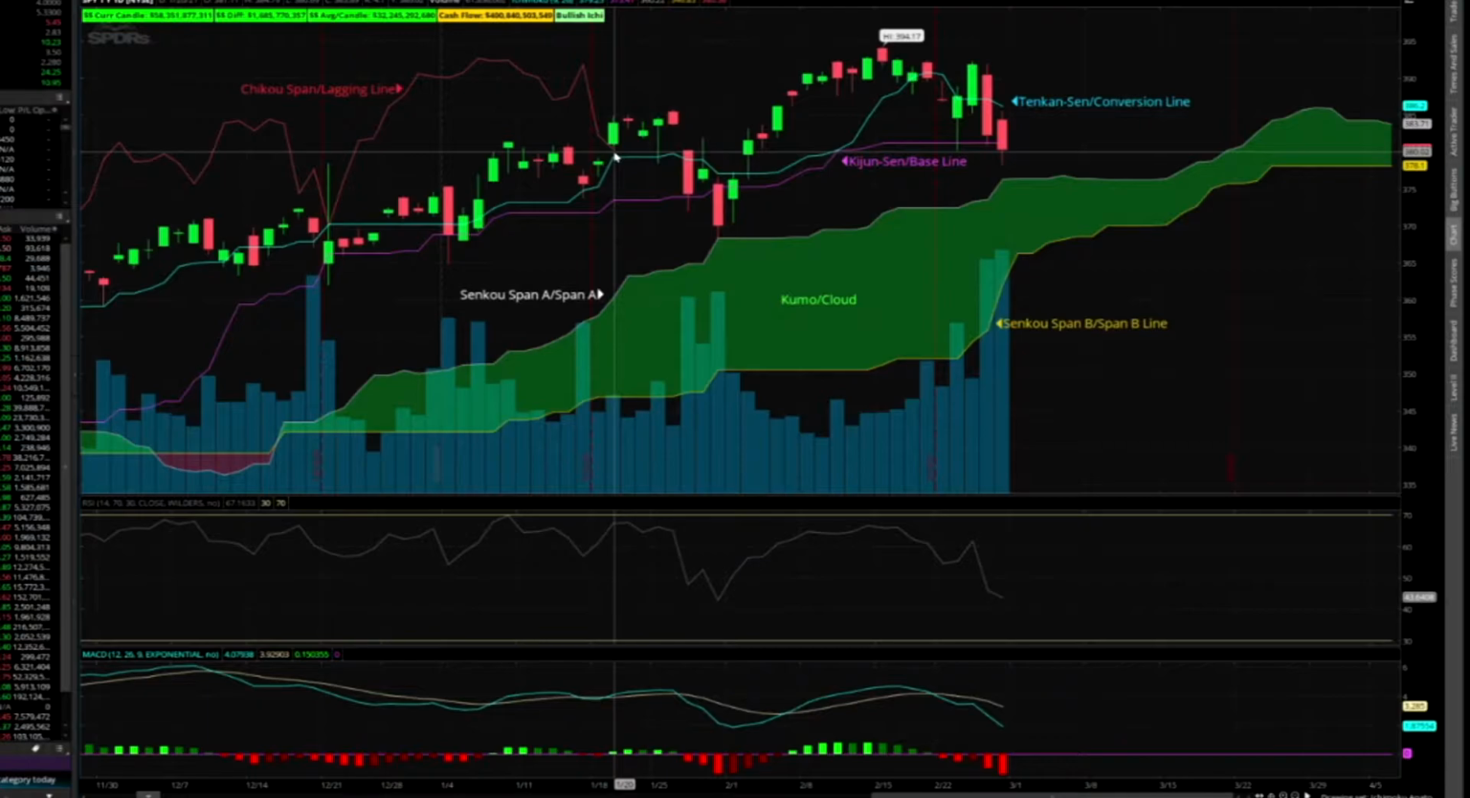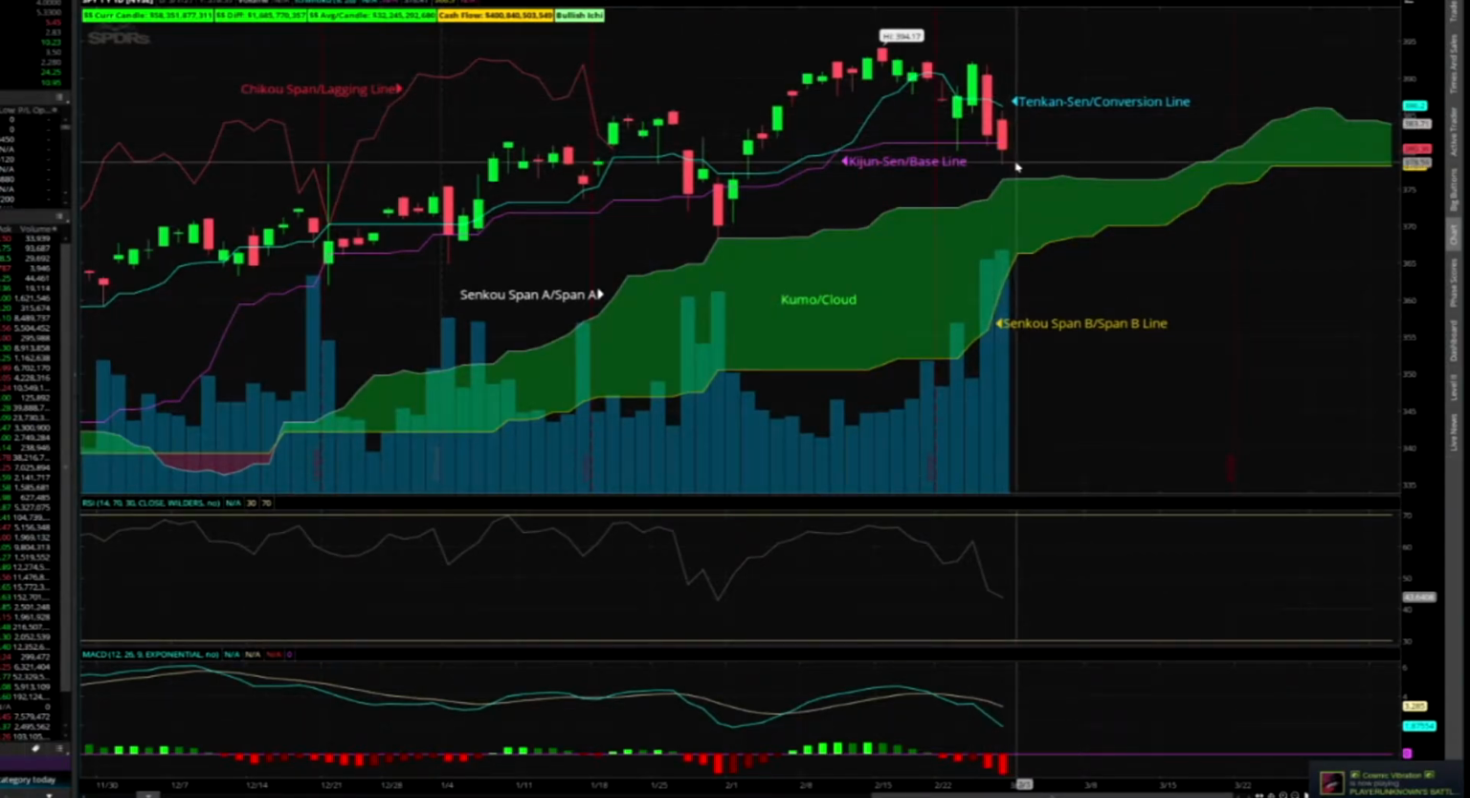If the Chikou lagging line is below the stock price 26 days ago, then that signifies that the stock is currently likely to be in a bearish trend, which is what we're seeing right now. The Chikou span is currently below the price, so it's starting to signify that the stock is starting to head into a bearish trend.